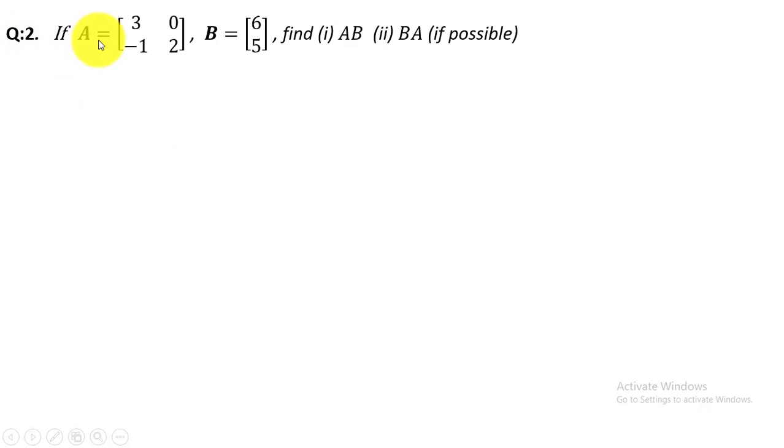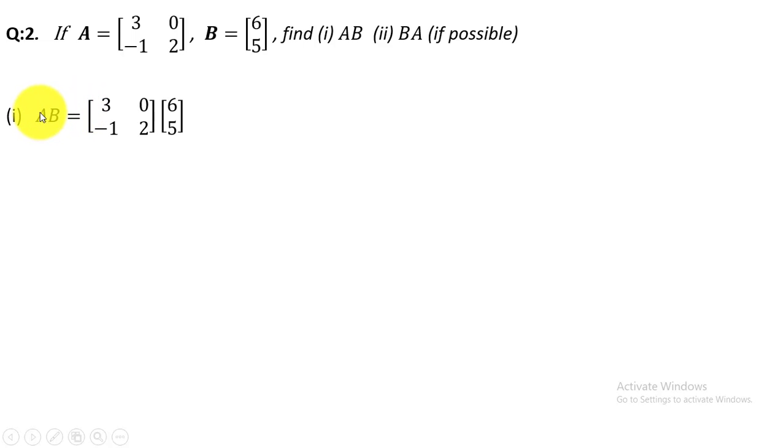Question number 2. If A is equal to the matrix having elements 3, 0, -1 and 2, and B is equal to the matrix having elements 6 and 5, find first A times B and second B times A, if possible.